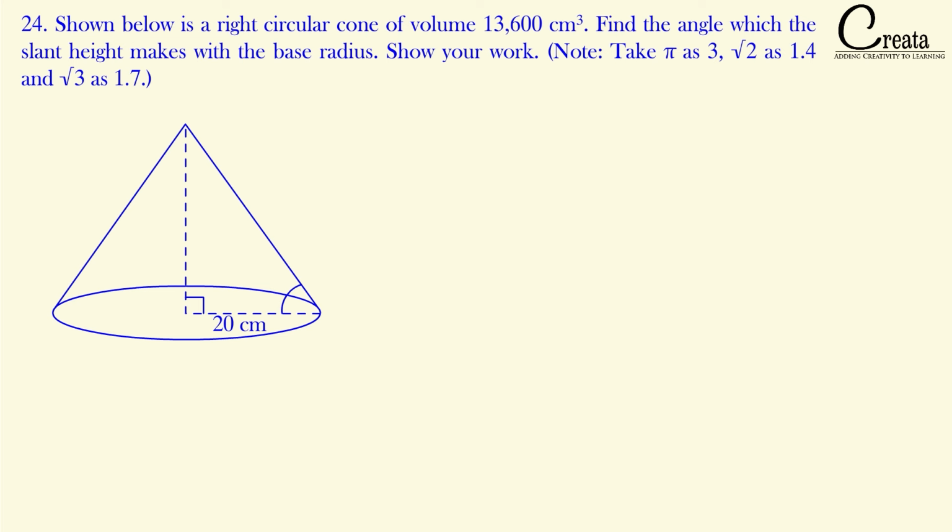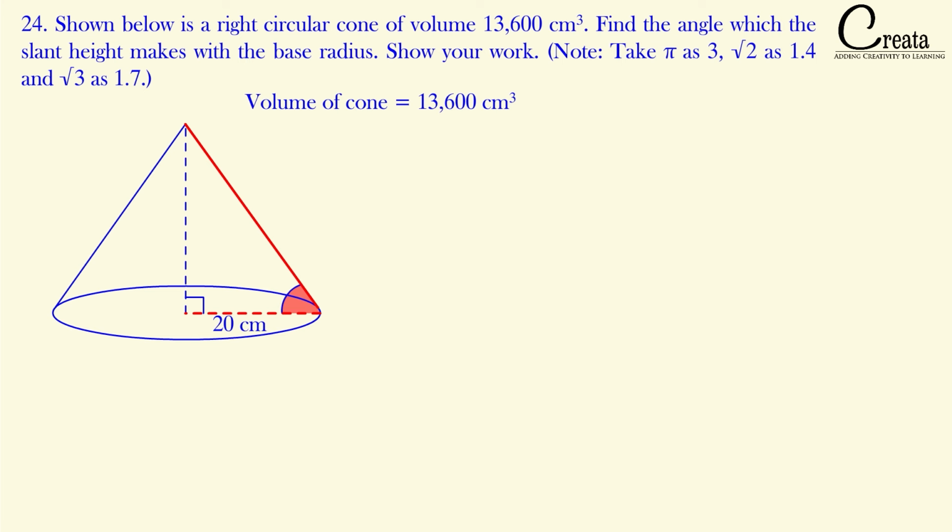So this is the question. Observe the question, pause the video and try to solve this question on your own. In this question, a right circular cone is given and the volume of this cone is given as 13,600 centimeter cube. Further, we have to find the angle which the slant height makes with the base radius. This is the slant height of a cone and this is the base radius, that is the radius of the base. We have to find the angle between the slant height and the base radius. That is, this angle we have to find.